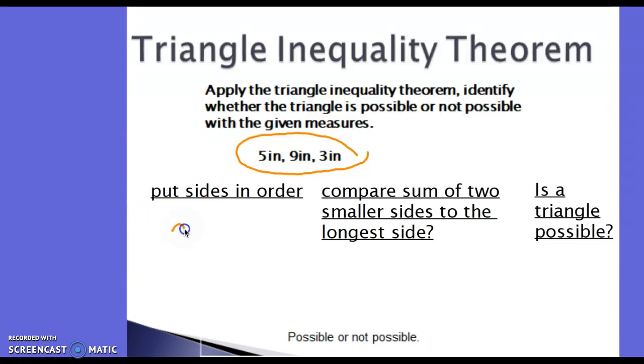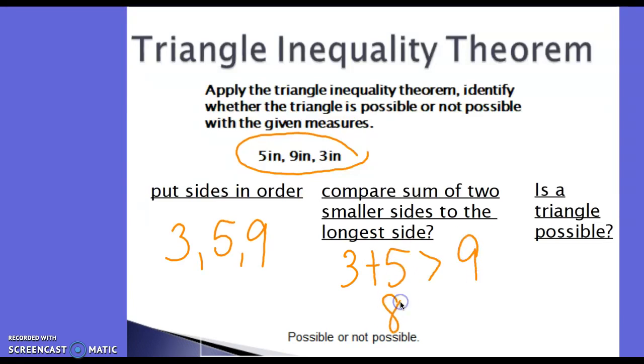Okay, first we need to put the sides in order. We have 3, 5, and 9. Let's add up the two smaller sides. Is it greater than the longest side? Nope. 3 plus 5 is 8. 8 is not greater than 9. So is a triangle possible? Your answer you should have is no.